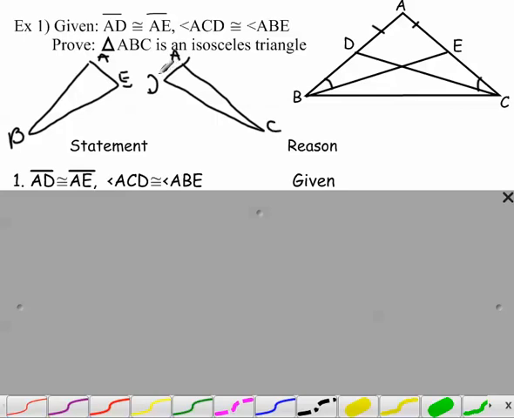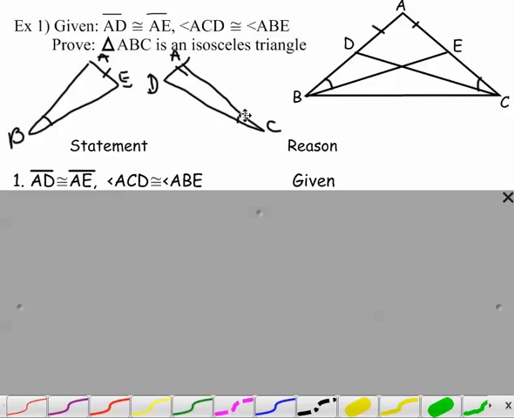Well, we are told that AD is congruent to AE. We were told that angles ACD and ABE are congruent to one another. If you'll look at this carefully, you'll see that segment AB is occurring on one of those triangles and AC is occurring on the other. Well, those are legs of the isosceles triangle, and if we can get those two to be congruent, we know that ABC is isosceles.